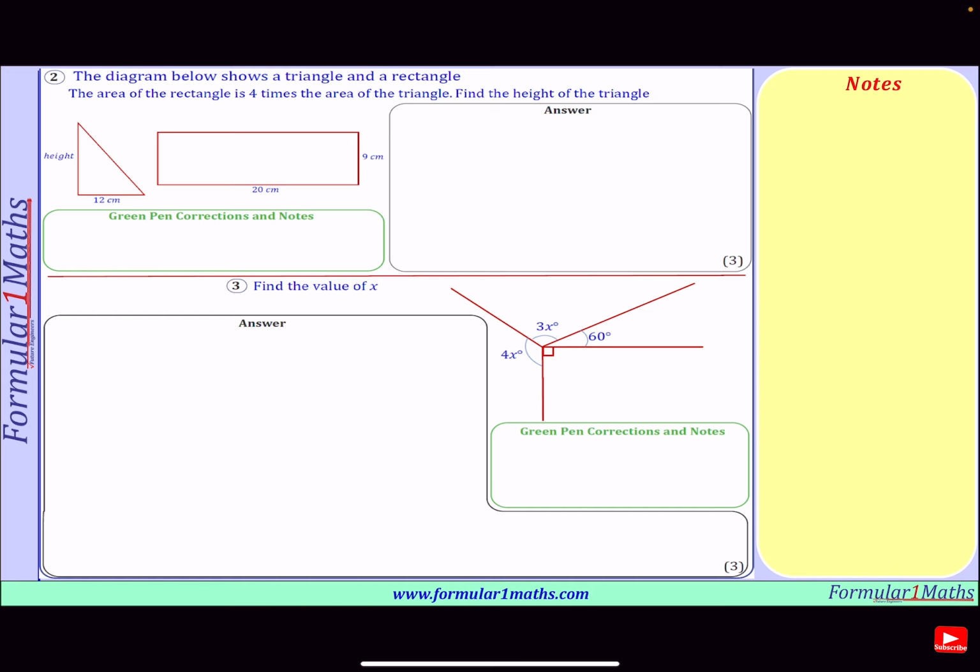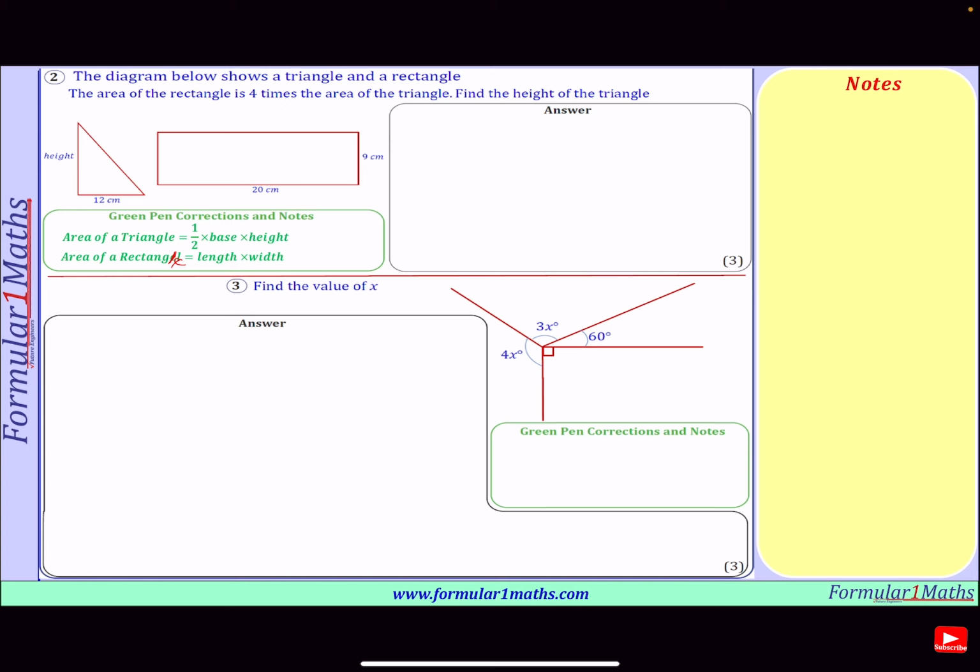Question 2. The diagram below shows a triangle and a rectangle. The area of the rectangle is 4 times the area of the triangle. Find the height of the triangle. Please note that the area of a triangle is given by half times the base times the height. Also, the area of a rectangle is length times width.